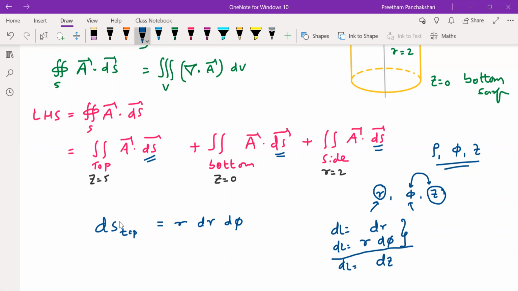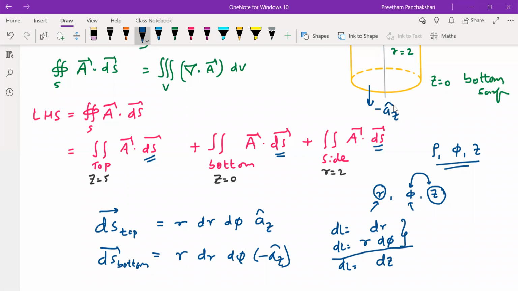But the direction of ds needs to be defined as a vector. So the direction of the top surface is a cap z. The top surface points upward towards the positive z axis. Similarly, the bottom surface has similar definitions, also r dr d phi. The only thing is the bottom surface of the cylinder acts downward, so its direction is taken as minus a cap z.